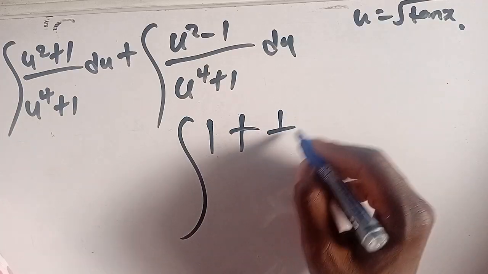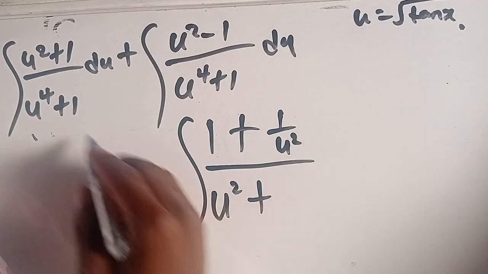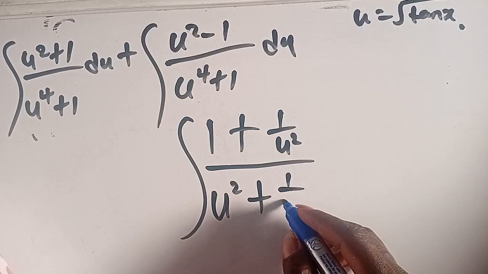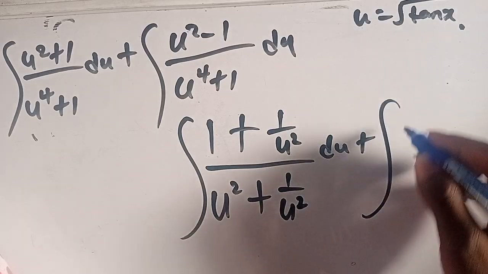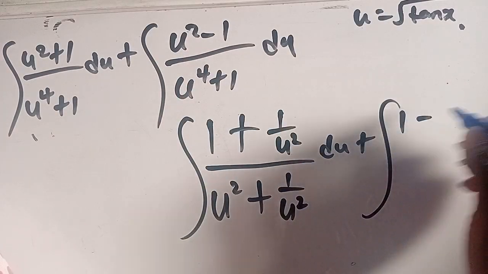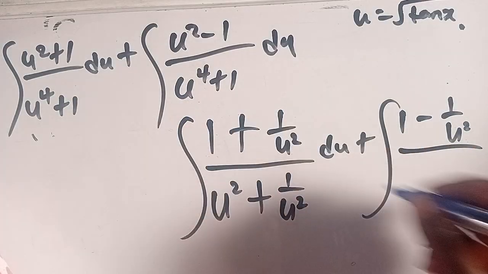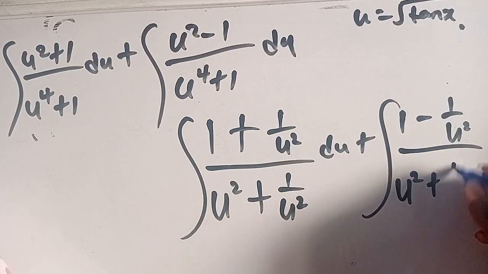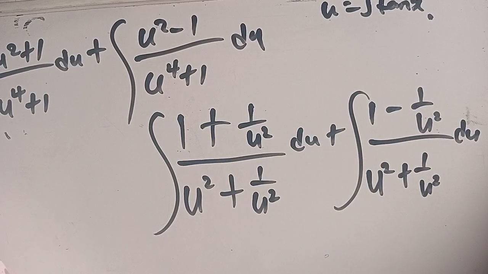1 divided by u square. Here we have 1 over u square. U to the fourth over u square, we have u square. 1 over u square, we have 1 over u square du, plus the integral of u square over u square, 1 minus 1 over u square, 1 over u square over u to the fourth over u square, we have u square plus 1 over u square du. Actually, I've not changed anything.